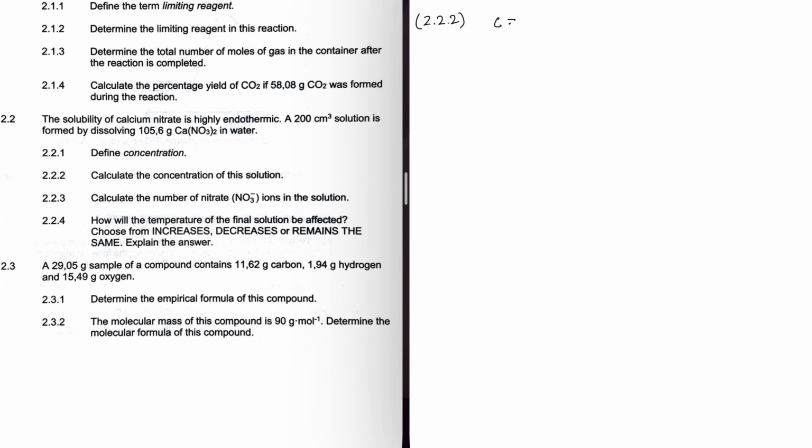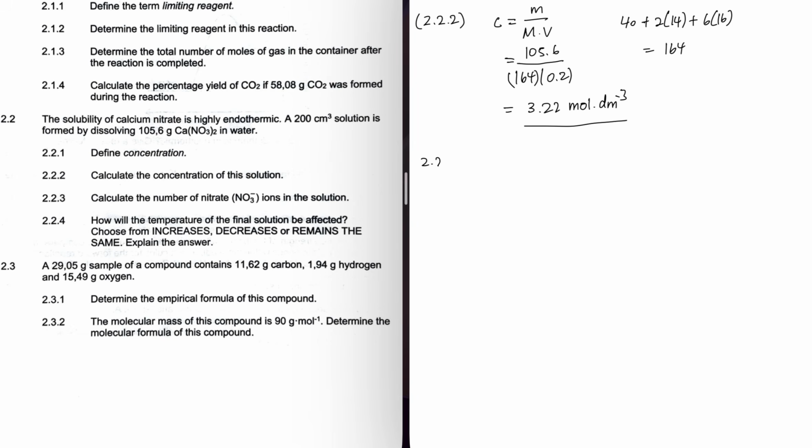So concentration is equal to mass divided by molar mass times volume. So the mass is 105.6 divided by the molar mass. And we have to calculate the molar mass. So the molar mass is going to be 40 plus, there's going to be 2 nitrogens, so 2 times 14, plus 6 oxygens, so 6 times 16. And that will give you 164. So 164 multiplied by the volume 0.2, and that gives us a concentration of 3.22 moles per dm cubed.